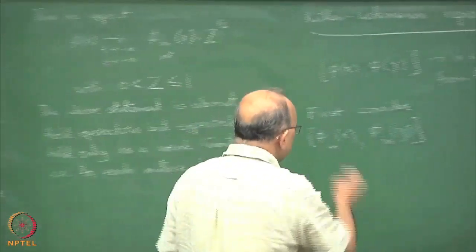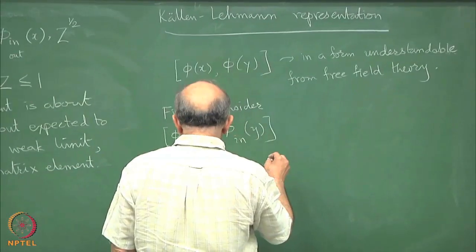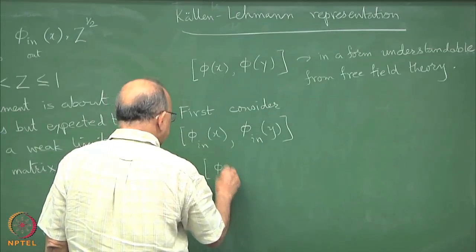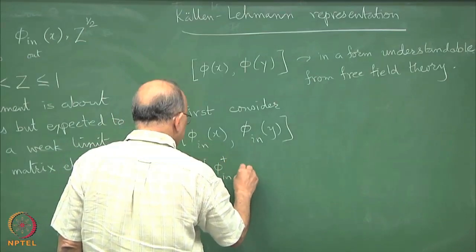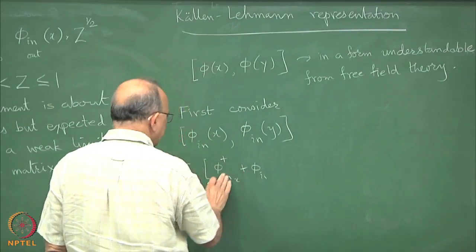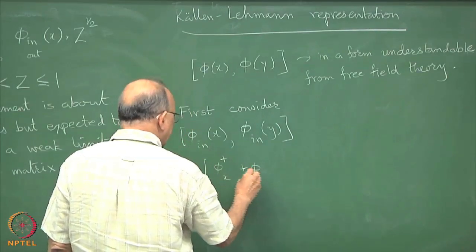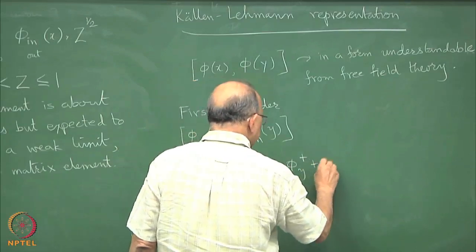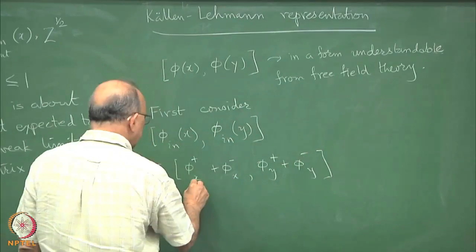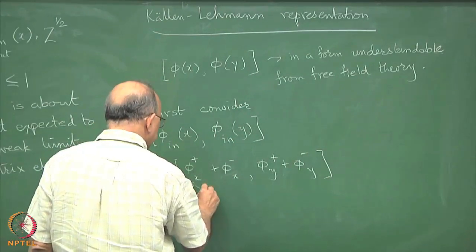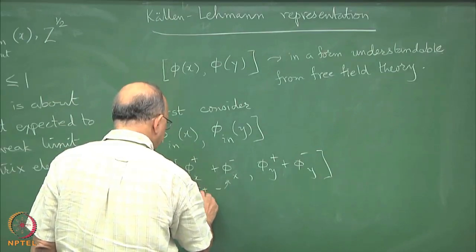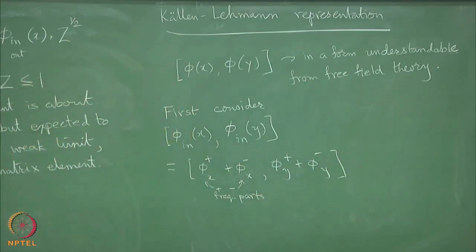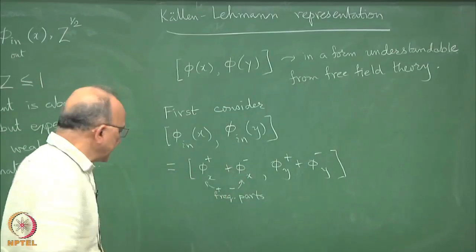So we write this out, we have to first compute this. The easiest way to do it is to split it up into phi in plus x plus phi in minus x. We'll drop the in for the time being, so everything is in. So phi plus x, phi minus x, phi plus y, phi minus y, where these are the positive and negative frequency parts. The positive frequency part contains a, and the negative frequency part contains a dagger.